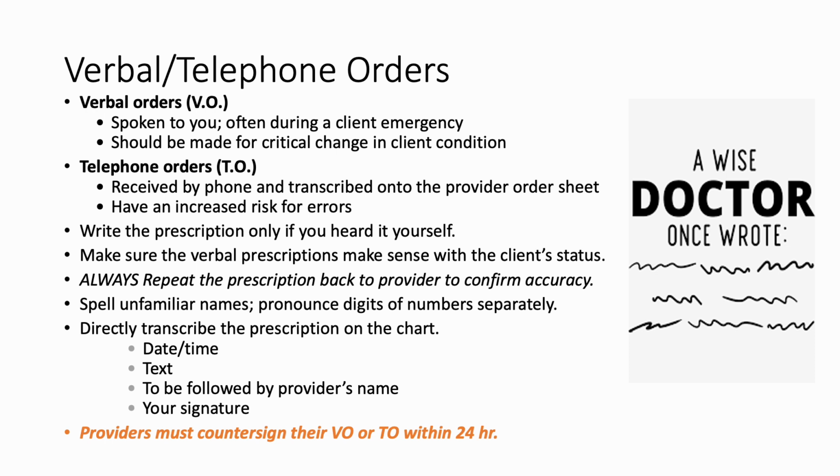Directly transcribe whatever order you get into the patient's chart. We have to include the date and time. We have to include the text of the order, so all the things that an order requires: the name of the medication, the dosage, the frequency, the route, all of that stuff. And then at the very end, we're going to put the provider's name. We're going to put our signature. We're going to put that it was a telephone order or verbal order, so TO or VO. And then, and this is super important, we're going to note that we read this back and verified that this was the correct order. Again, providers must countersign the verbal order and the telephone order within 24 hours.